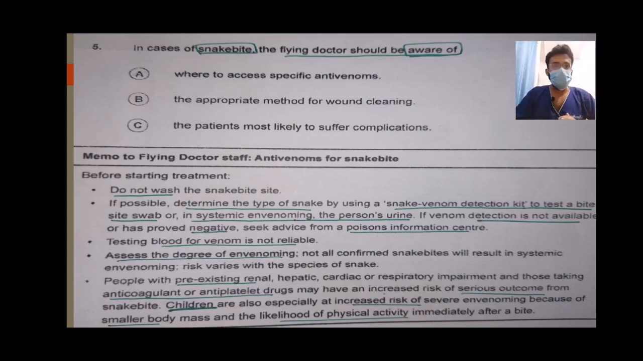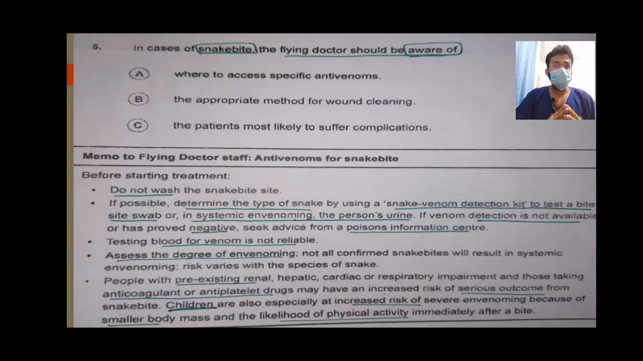So point C, the patient most likely to suffer complications. Okay, so where to assess the specific antivenom? Option A is not given in text. Option B, the appropriate method for the wound cleaning, we have not to wash the wound. So option B is incorrect.